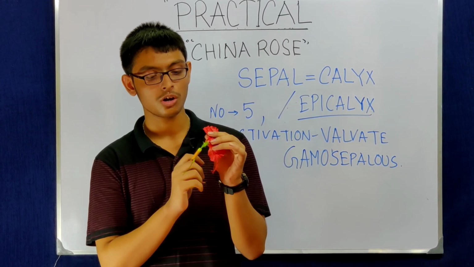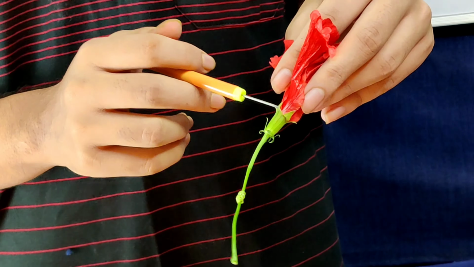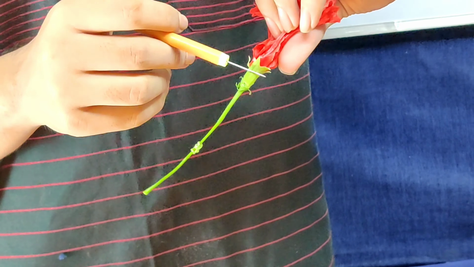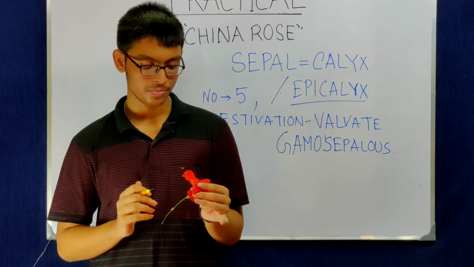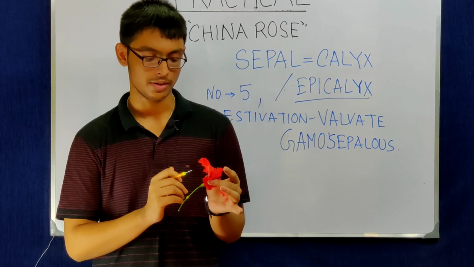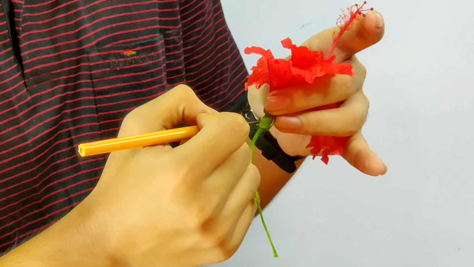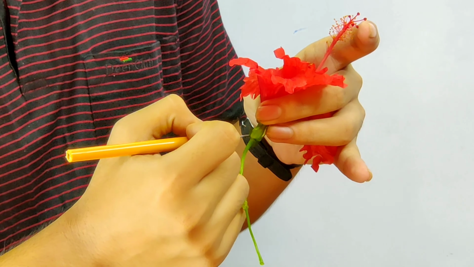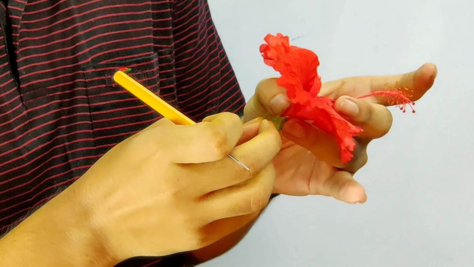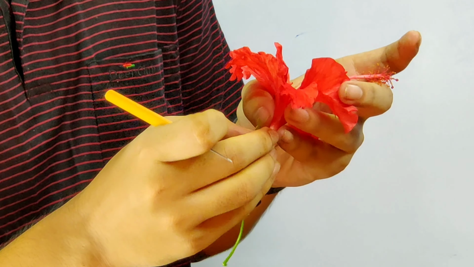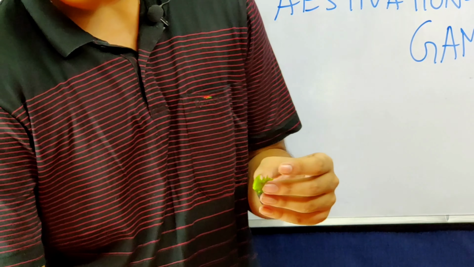This is the first whorl called calyx. It has 5 sepals. 1, 2, 3, 4, 5. At the base of the calyx, epicalyx is present. Now, I am going to take out the calyx from the flower. And here it is. Now this is the calyx which I have taken out from the flower.